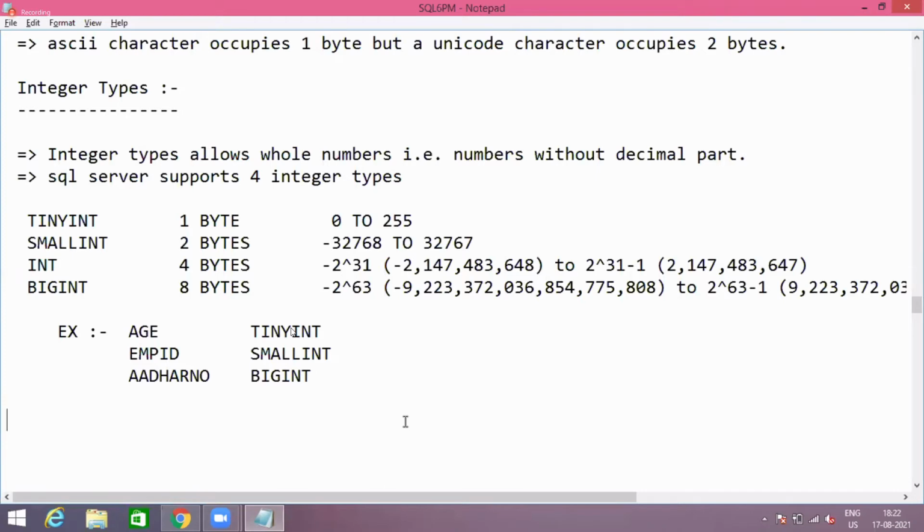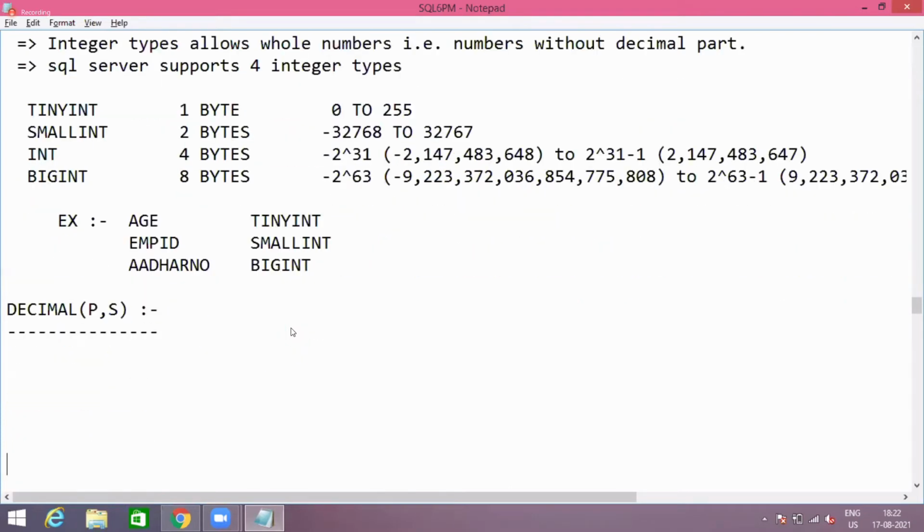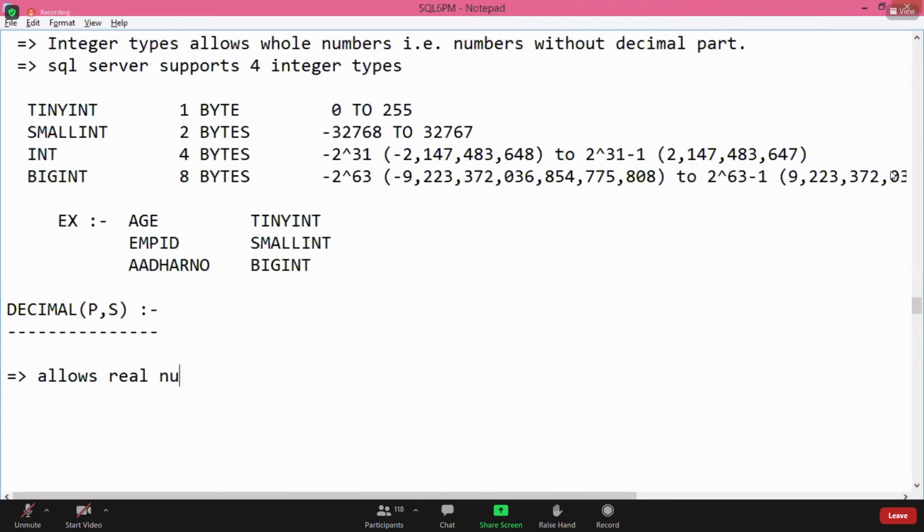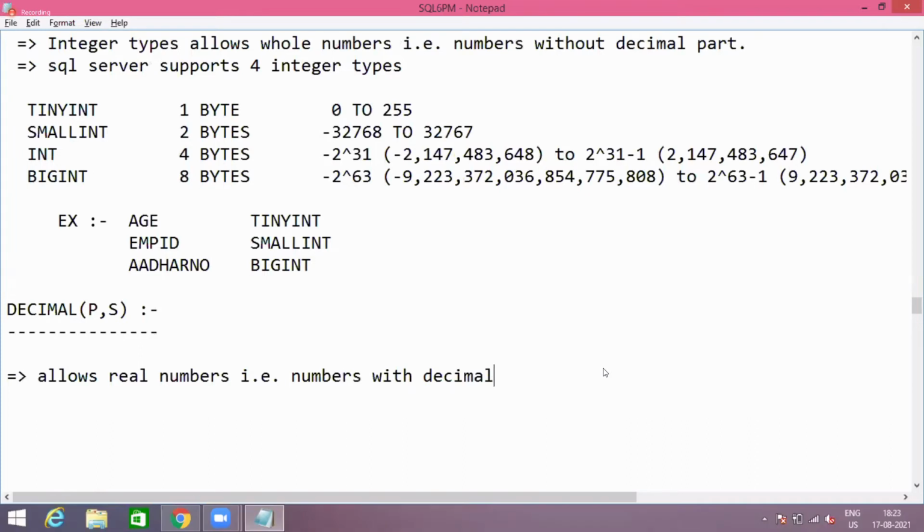Integer types allow whole numbers without decimal. But sometimes we need decimal numbers, with a decimal part. So you have to use decimal(p,s). This allows real numbers. Real numbers means numbers with a decimal part. So numbers are of two types: whole numbers, meaning numbers without decimal, and real numbers, meaning numbers with a decimal part.